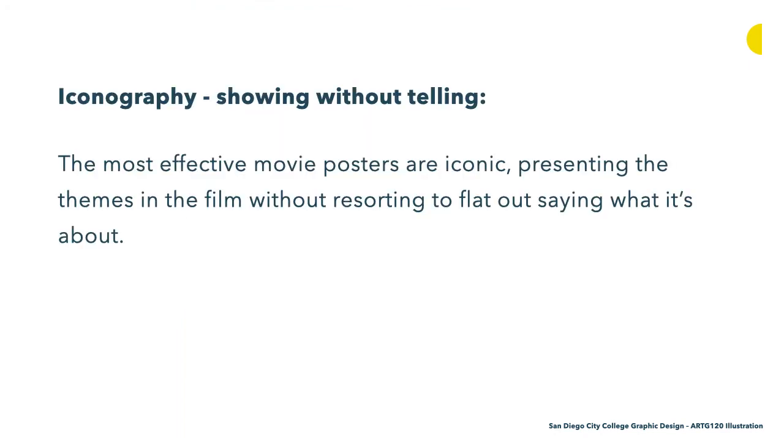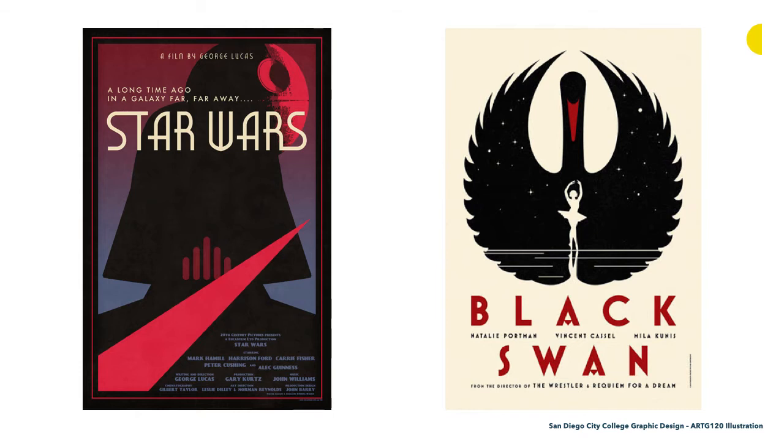So the most effective movie posters are iconic in presenting the themes in the film without resorting to flat out saying what it's about. So they use imagery, whether a close-up of the character or an item that's a major plot point or a simple graphic, to establish the film's plot. And this is combined with eye-grabbing design, and can be an incredibly effective way to gain attention and create interest at once.